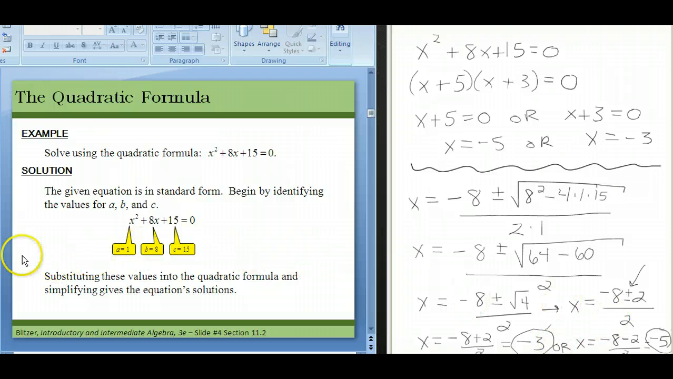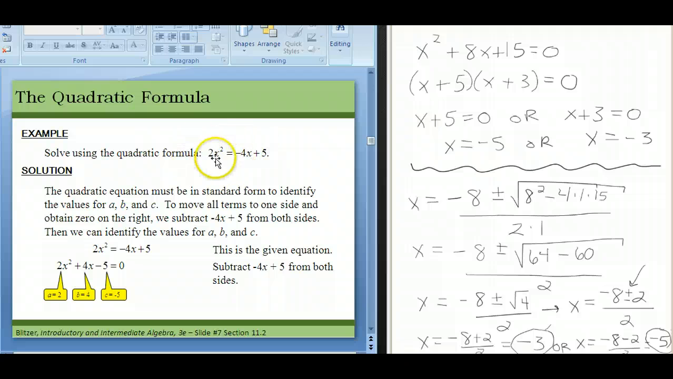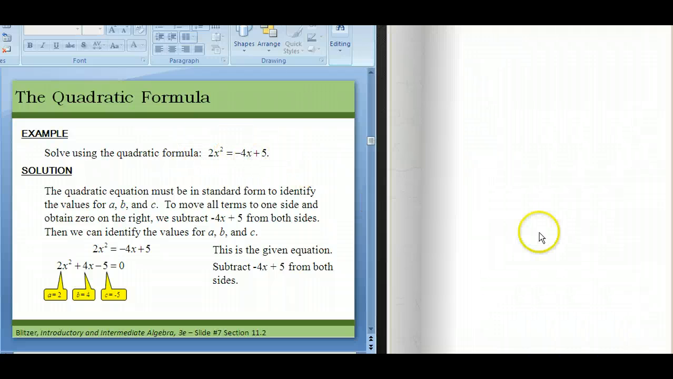Okay, so let's try one more before we pause our process and keep the videos a little bit shorter. Let's try one more. So let's try this: 2x squared equals negative 4x plus 5. Let me get a new sheet of paper.